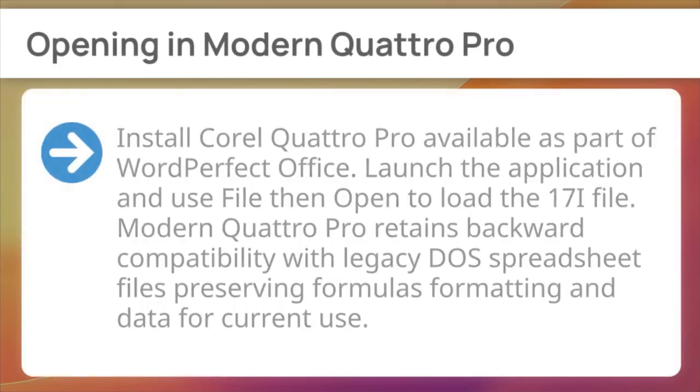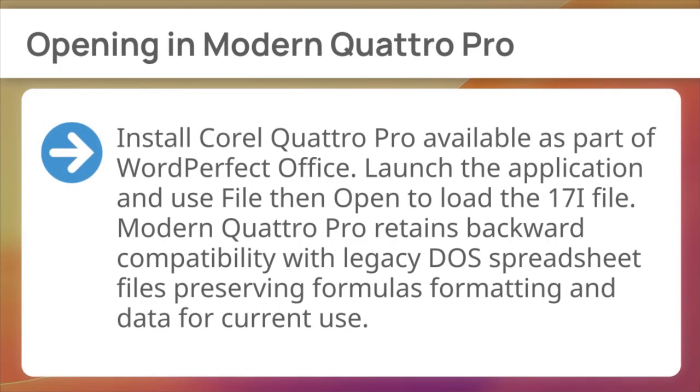First, opening in modern Quattro Pro. Install Corel Quattro Pro, available as part of WordPerfect Office. Launch the application and use File then Open to load the 1.7i file. Modern Quattro Pro retains backward compatibility with legacy DOS spreadsheet files, preserving formulas, formatting, and data for current use.